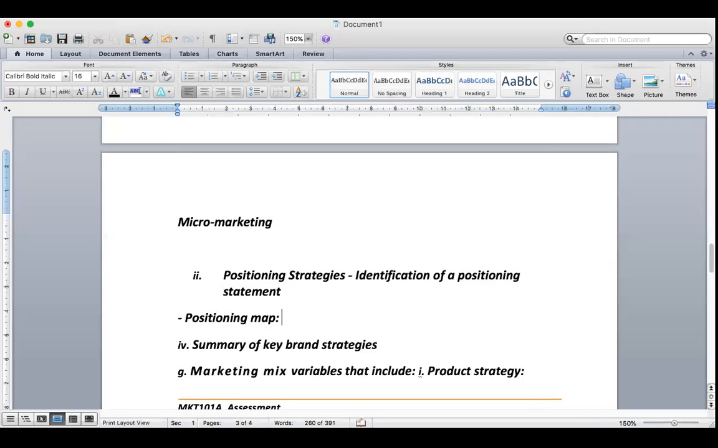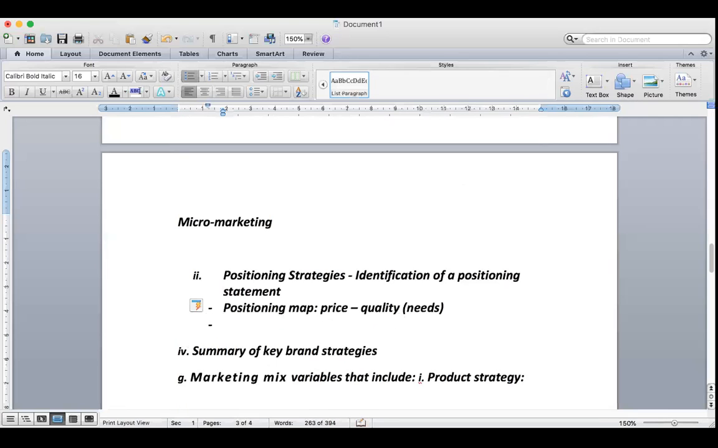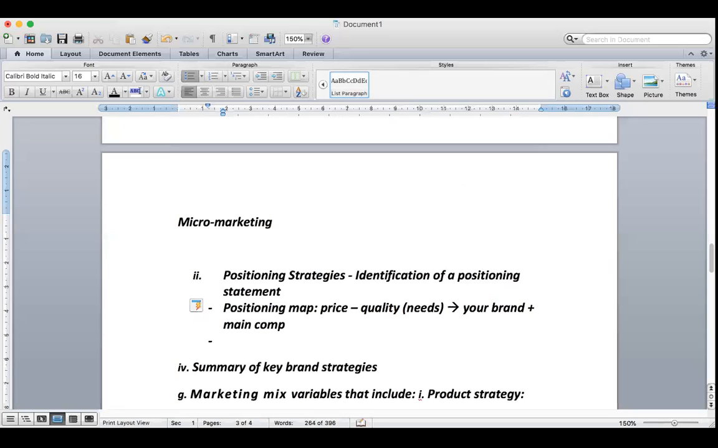You can use price and quality variables, which is fine. Ideally, you use variables related to the needs of the customers to map your brand and your competitors. By the way, a couple of years ago, I got someone drawing a positioning map with only one brand, his own. I remember the map: only one dot. That is not a map that we want because it doesn't tell us the distance. So it should include your brand and your main competitor's brand.